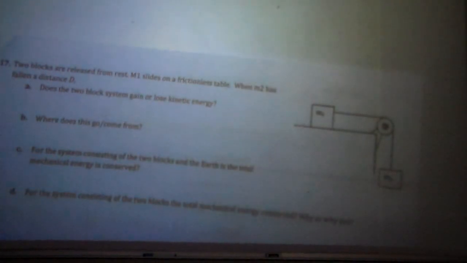2 blocks are released from rest, frictionless, so I'm going to think energy conserved. The 2 block system, does it gain or lose kinetic energy? It was at rest and now it's moving, so it's gaining. Where did this come from? So I said that the whole system's energy would be conserved, so the system gaining kinetic must be loss of system's potential energy, which should make sense because this one's not changing potential, but this one will lose potential.